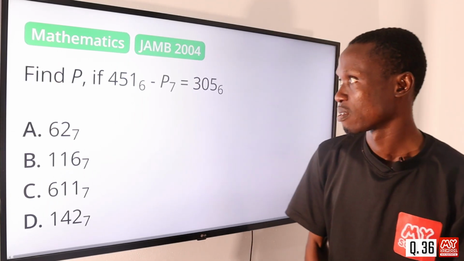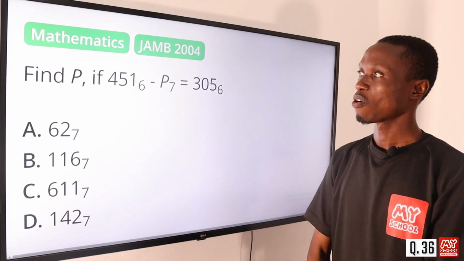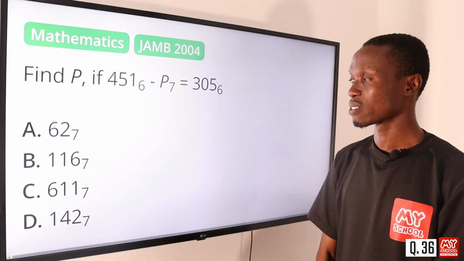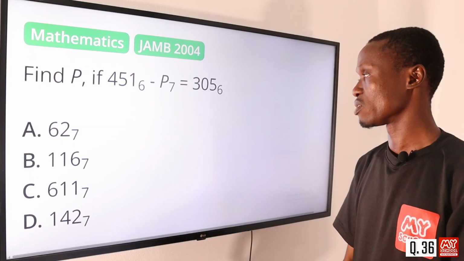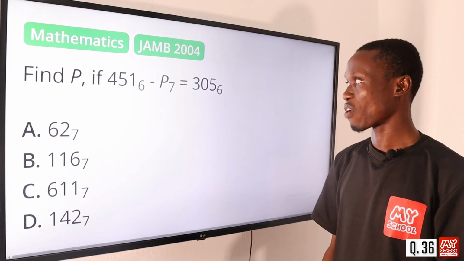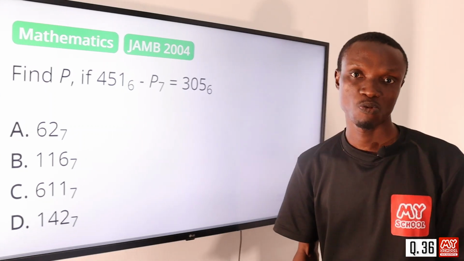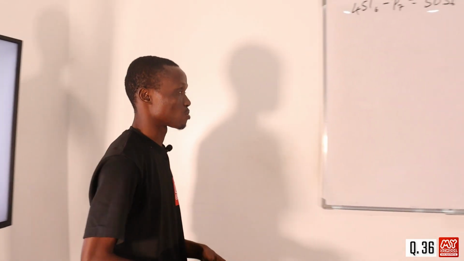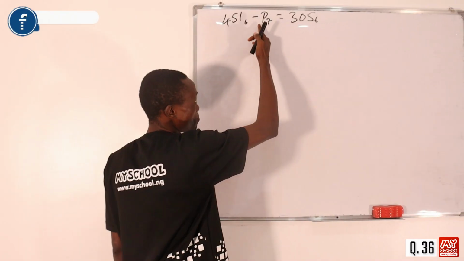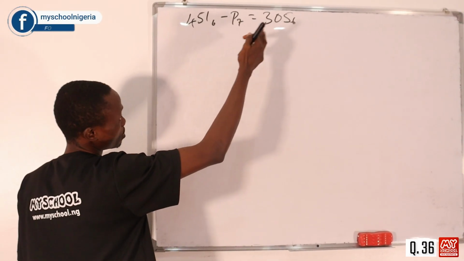Question 36. Find P if 451 in base 6 minus P in base 7 is equal to 305 in base 6. So let's move over to the board to provide the answer to this question. Basically, we are looking for P, so we simply collect like terms.